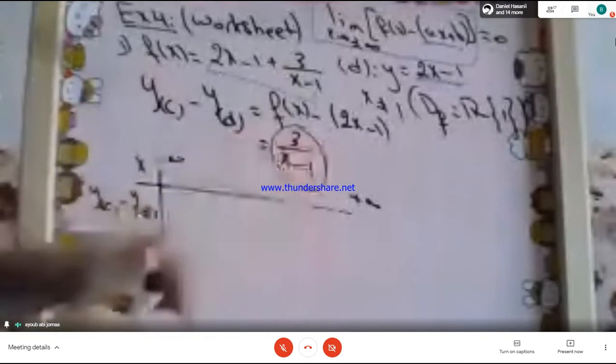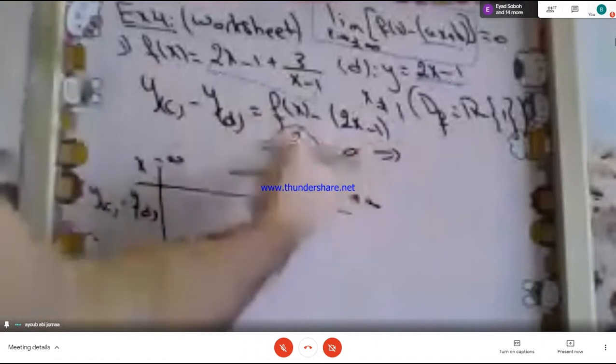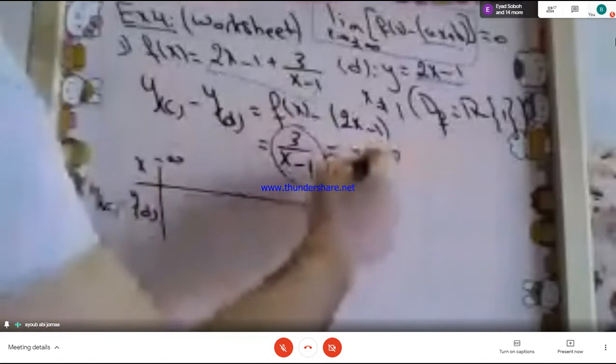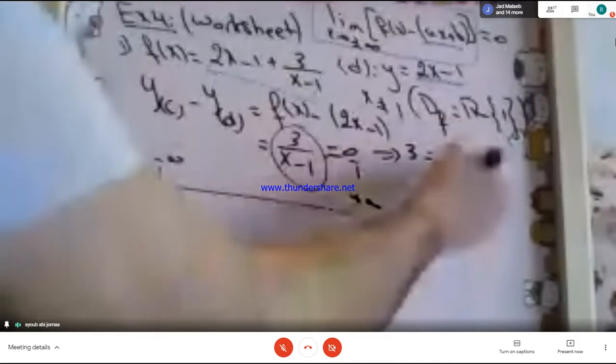So I need to study the sign of this. Put it equal to 0. Then you use the cross product, I over 1. Cross product, you get 3 is equal to 0, which is impossible, no solution.